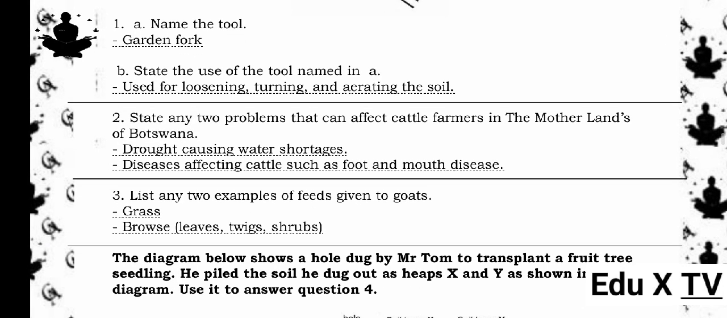2. State any 2 problems that can affect cattle farmers in the motherlands of Botswana. Drought causing water shortages. Diseases affecting cattle such as foot and mouth disease. 3. List any 2 examples of feeds given to goats. Grass. Browse (leaves, twigs, shrubs).